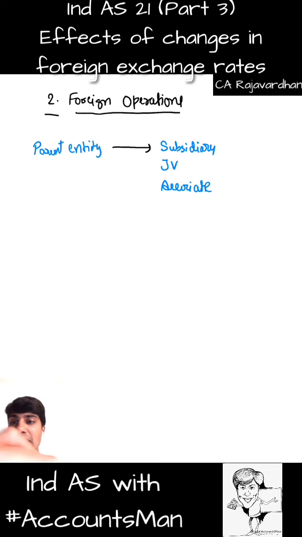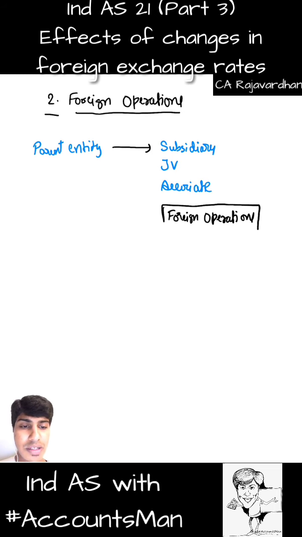Now if any of these subsidiary, joint venture or associate are foreign operations, that is what we are trying to cover in this specific part of the standard. What do you mean by foreign operations? Meaning the functional currency of my parent entity and the functional currency of my subsidiary, joint venture or associate are different. So it is not specifically that the holding and the subsidiary are in two different countries. They can still be in the same country but they might have a different functional currency. Now how is this possible? Let me explain this to you.